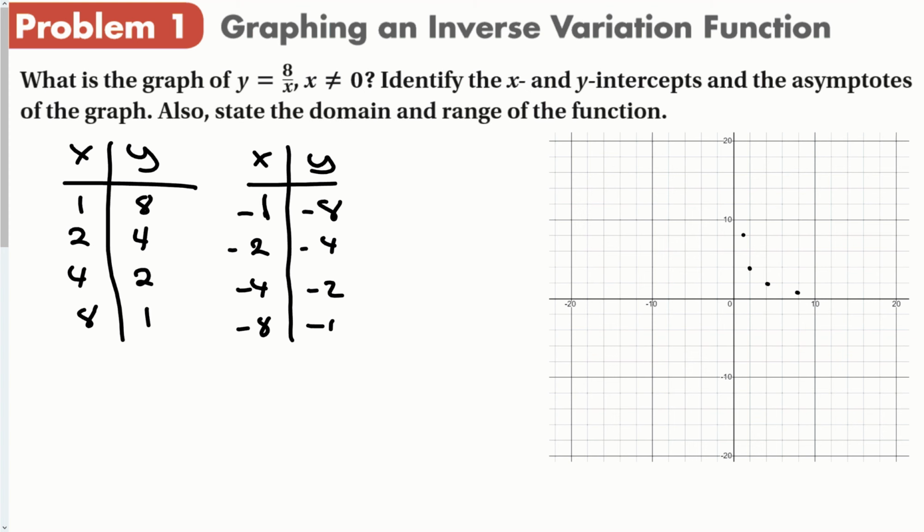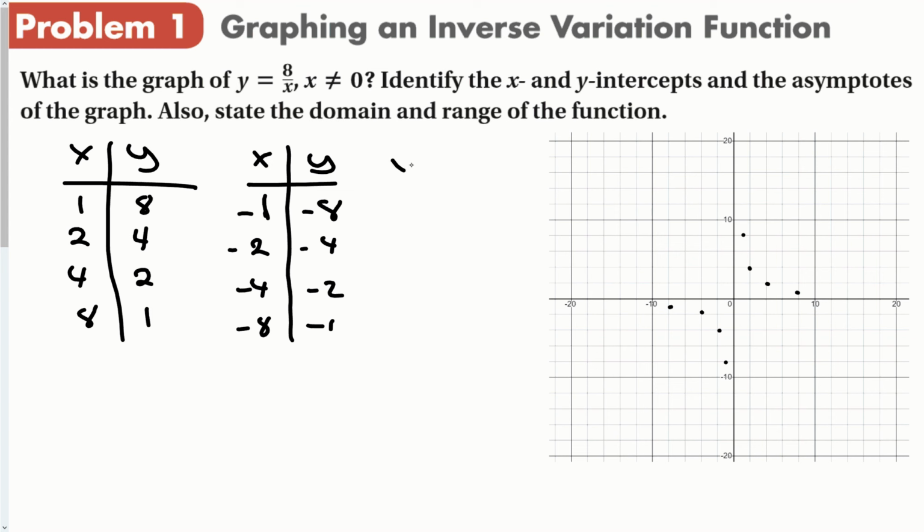And so when we graph this, negative 1, negative 8, negative 2, negative 4, negative 4, negative 2, and negative 8, negative 1.